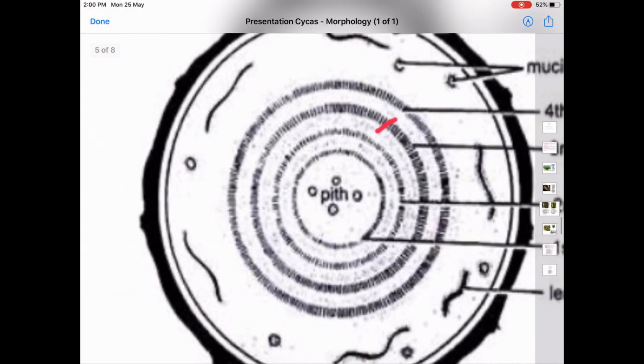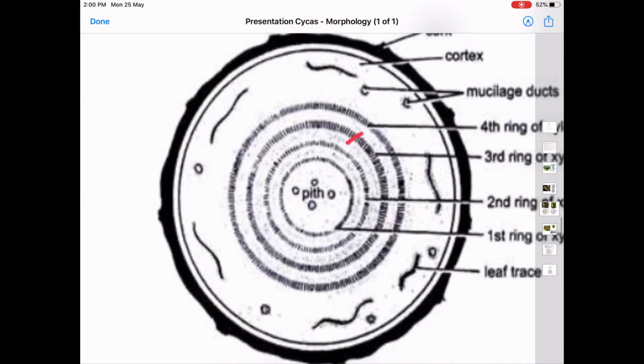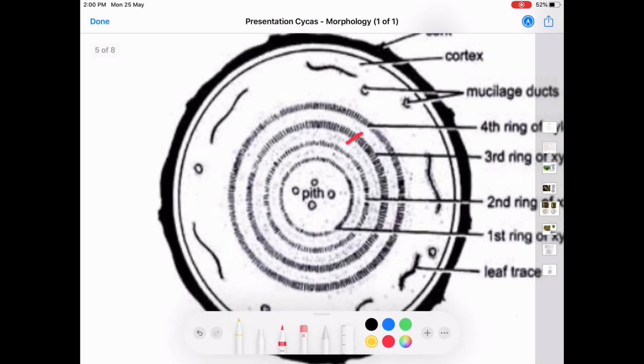In the case of Cycas, the stem undergoes secondary thickening, and the secondary thickening is same as in the case of normal dicot stem. First, a complete ring of secondary cambium is produced. Then the secondary cambium will cut xylem towards the center and phloem towards the periphery.